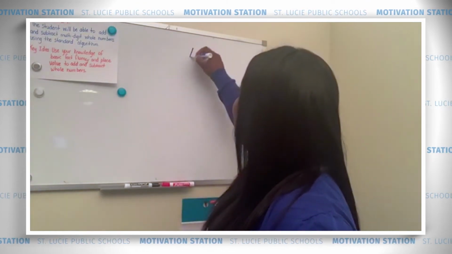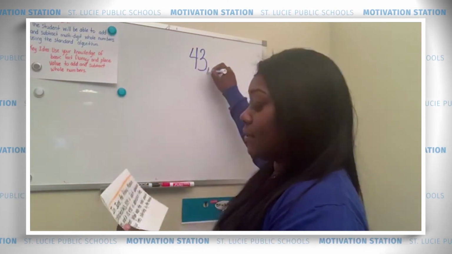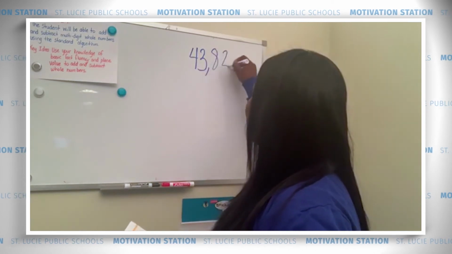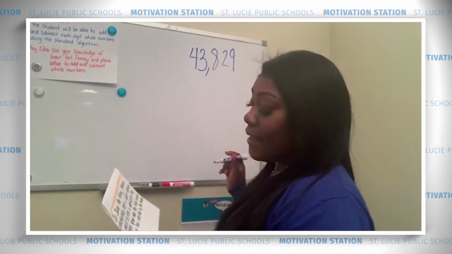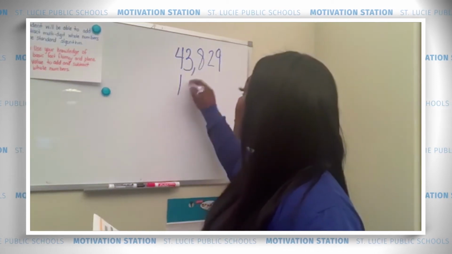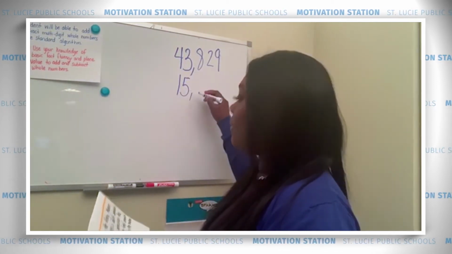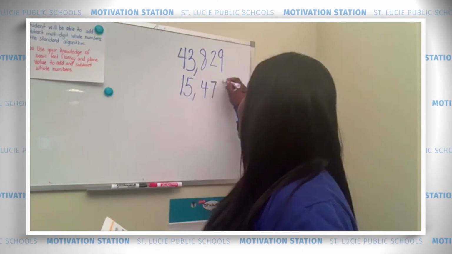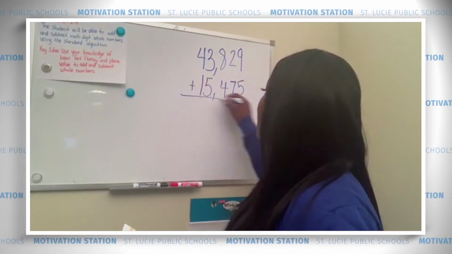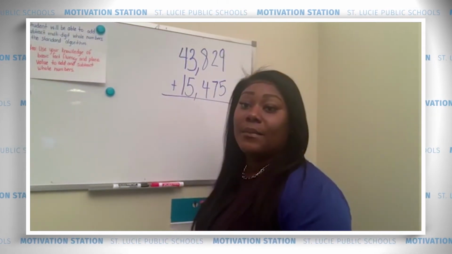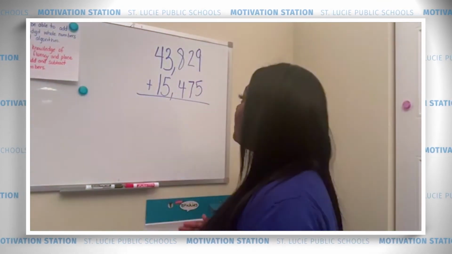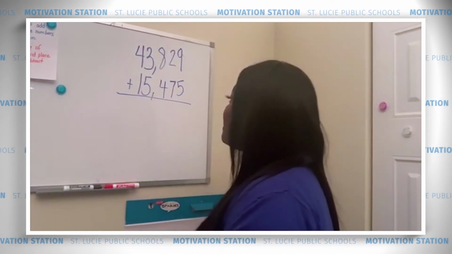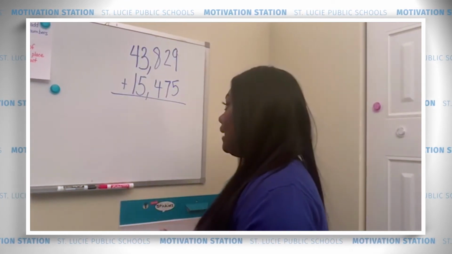So the price for the adults was $43,829, and the price for the children is $15,475. And you want to make sure that your numbers are properly aligned. So we're going to start on the right with the ones place. 9 ones plus 5 ones equals 14 ones.